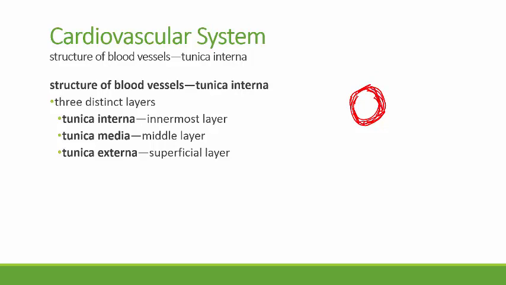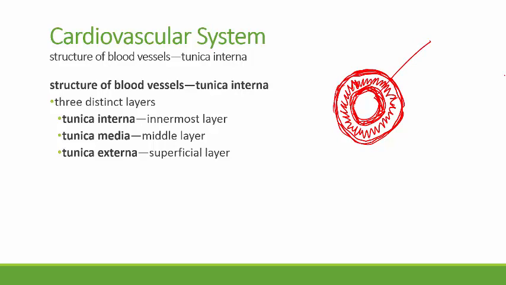And then surrounding the Tunica Interna is a relatively thick layer called the Tunica Media. So hopefully middle, media makes sense to you. And then there's the most superficial layer. I'm sorry, it's just the inner layer that's 1 cell thick. The outer layer, the most superficial layer, is referred to as the Tunica Externa. So 3 layers: Tunica Interna, the innermost layer; Tunica Media, the middle layer; and the Tunica Externa, the superficial layer.